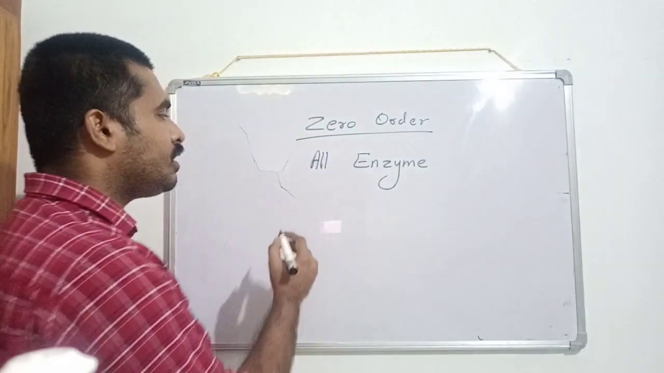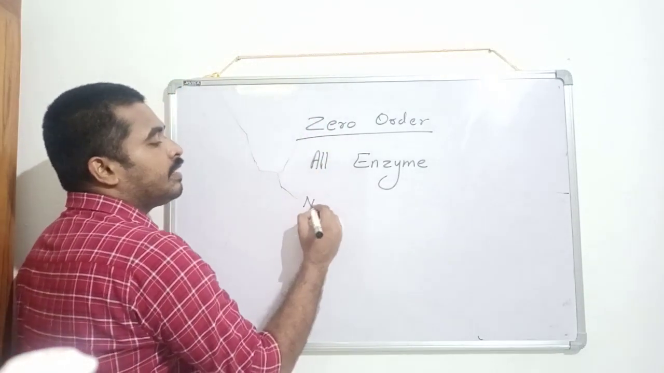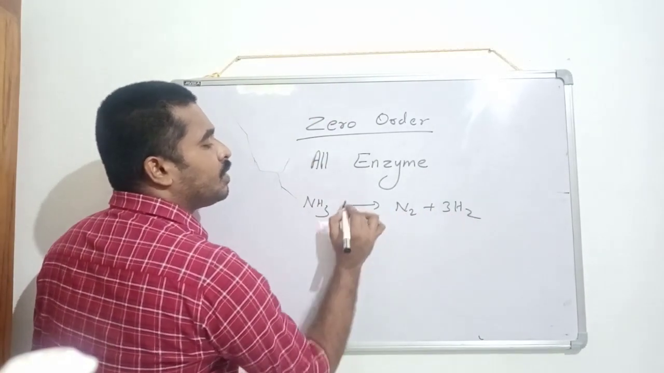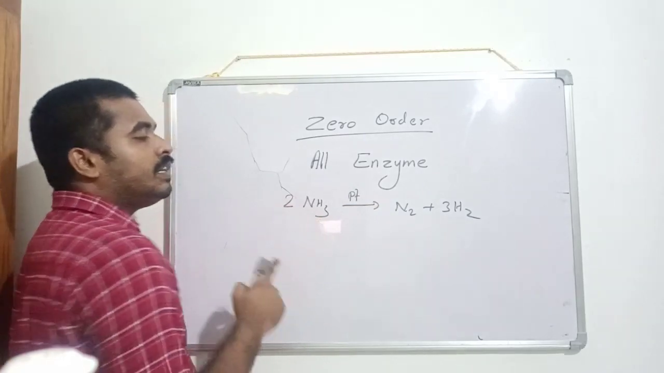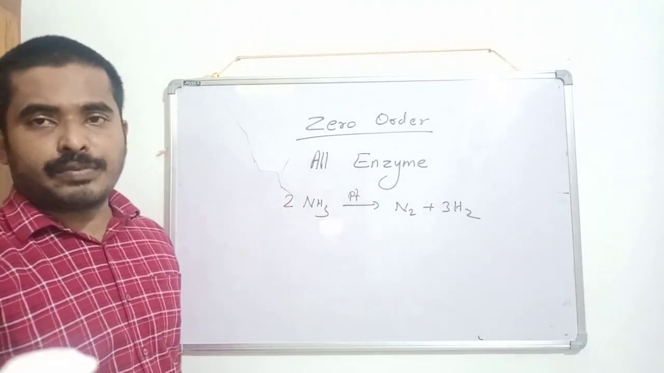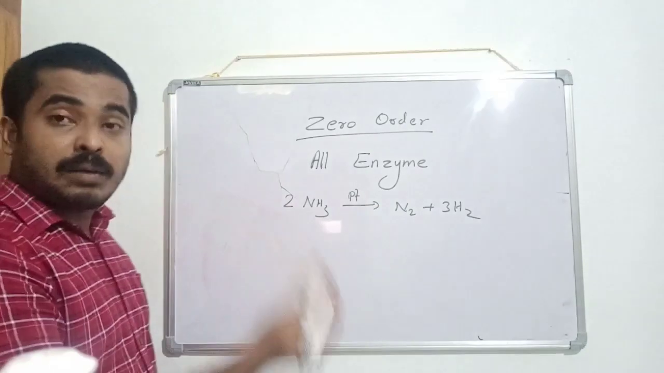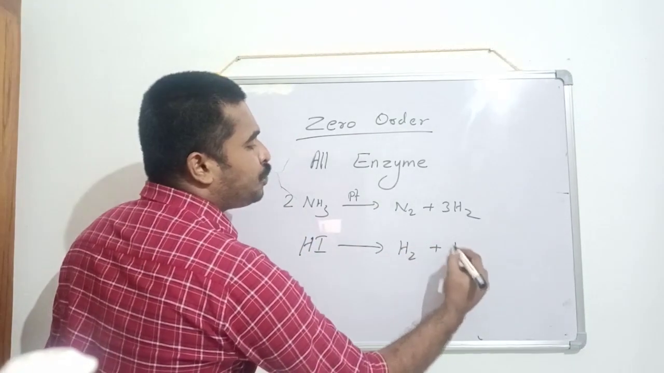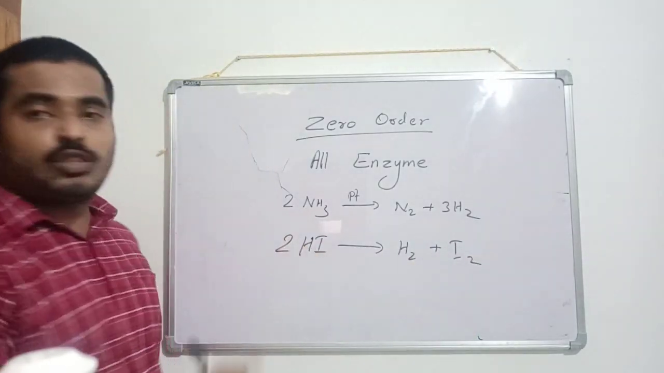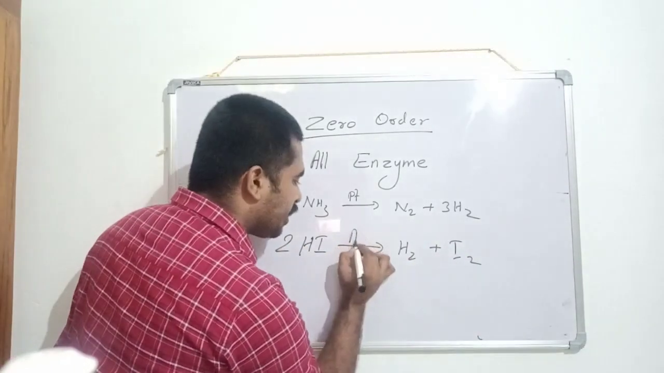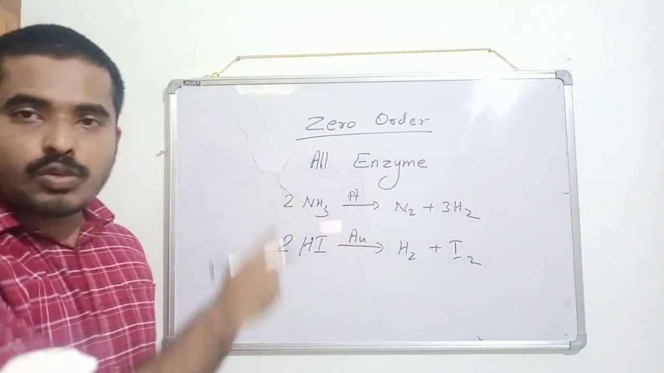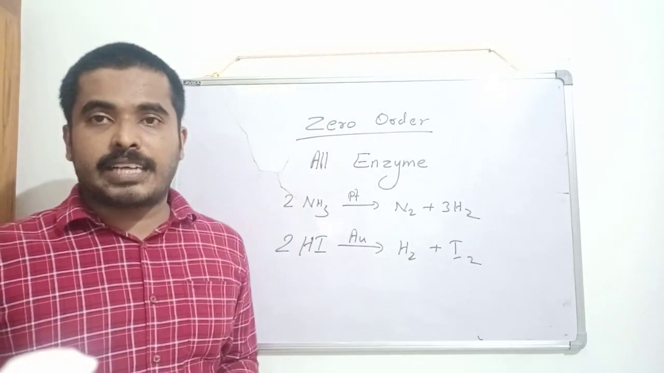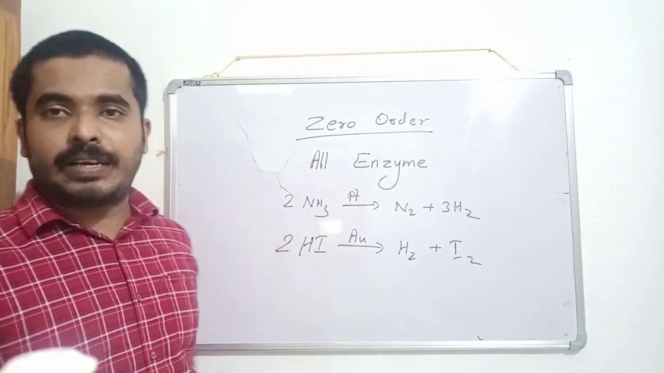Another example for zero order is NH3 giving N2 plus 3H2 on platinum surface. Decomposition of NH3 on platinum surface is zero order. Another example, 2HI giving H2 plus I2 on gold surface. This is also zero order. So remember, these three are important examples for zero order reaction. You must learn them by heart. Okay, fine.